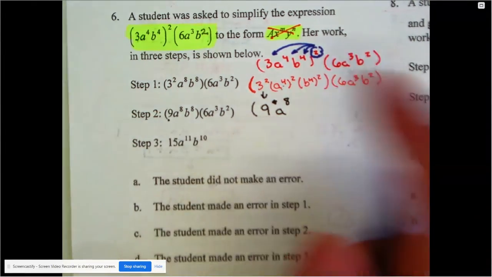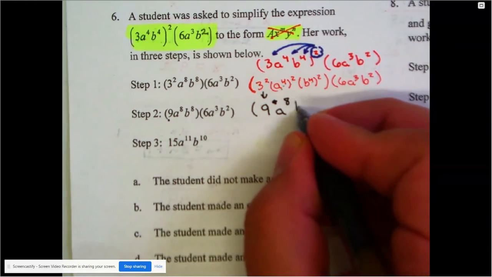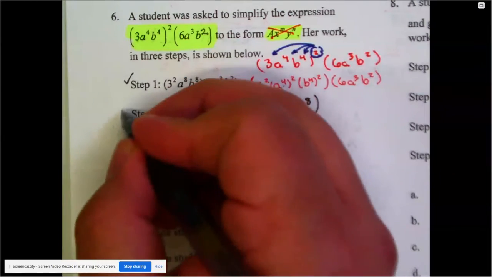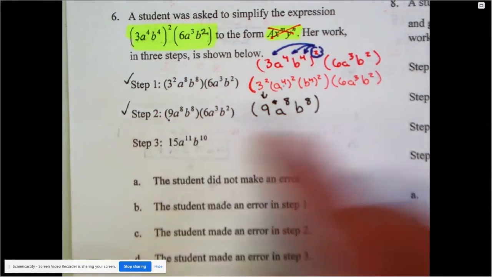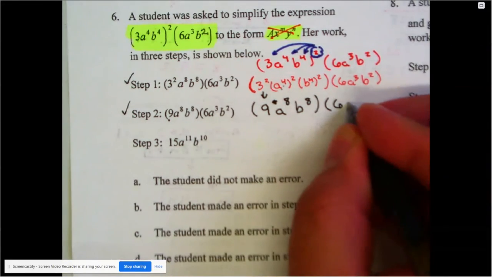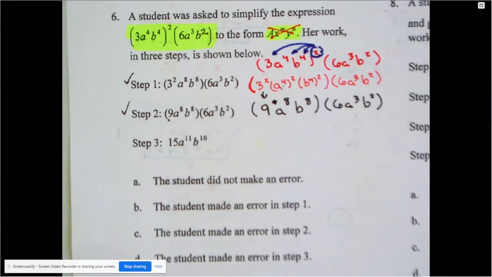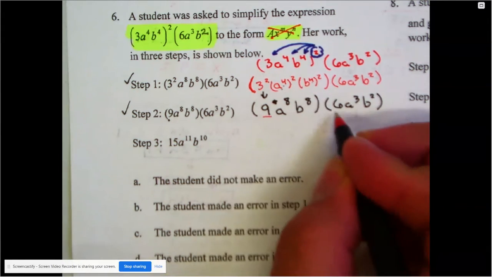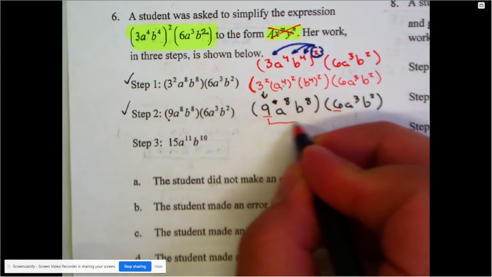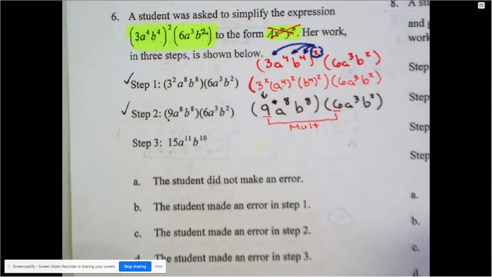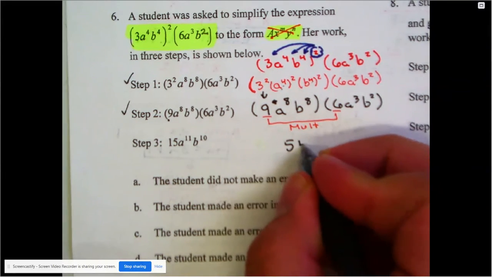It is a to the 8. 4 times 2 again is b to the 8. So yeah, they're right so far. It looked a little weird, but it was right. And this one's still waiting over here, b squared. And now it says multiply. Well, remember, these are regular numbers. They're not powers. Regular numbers should be multiplied. And if we're going to multiply them, well, then 9 times 6 is 54.